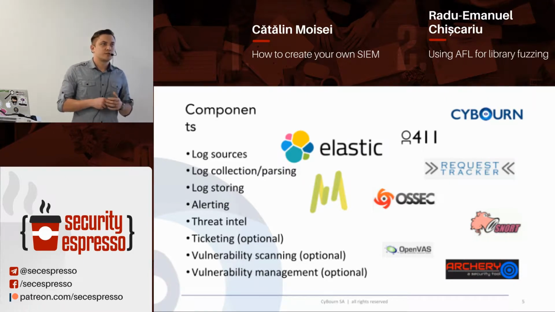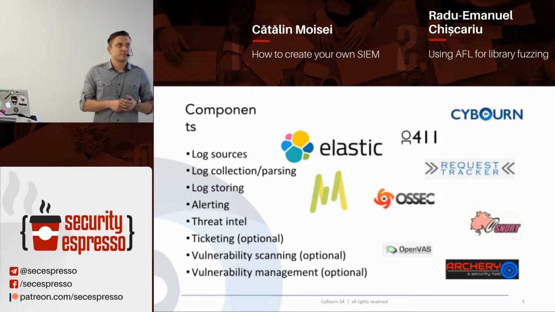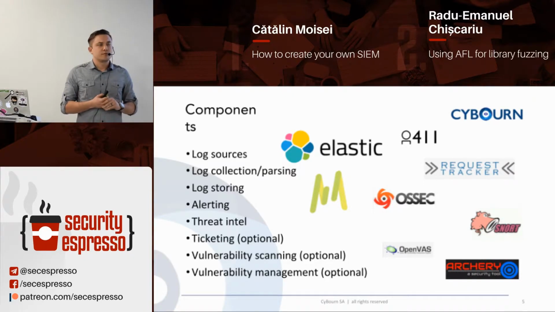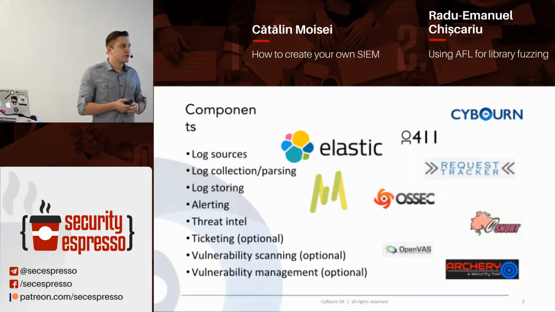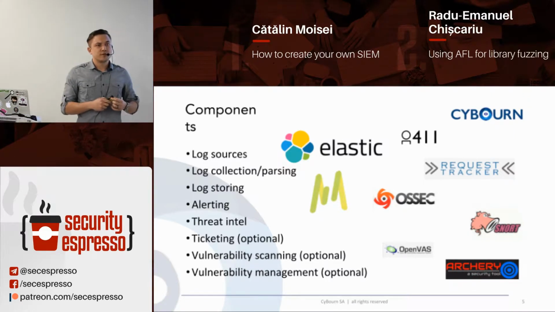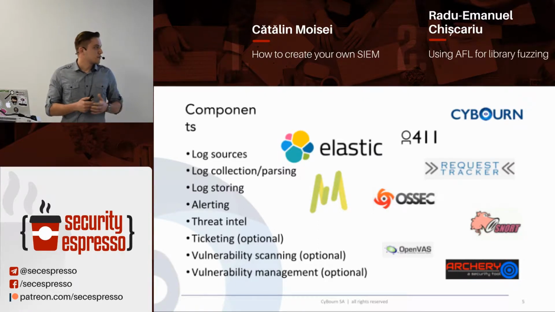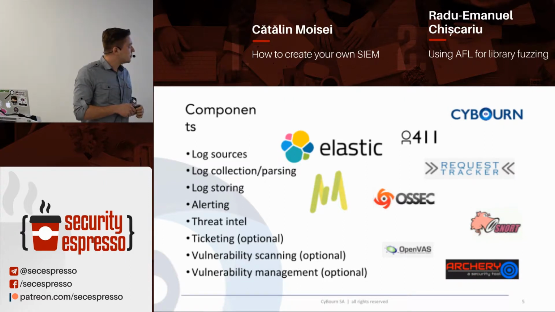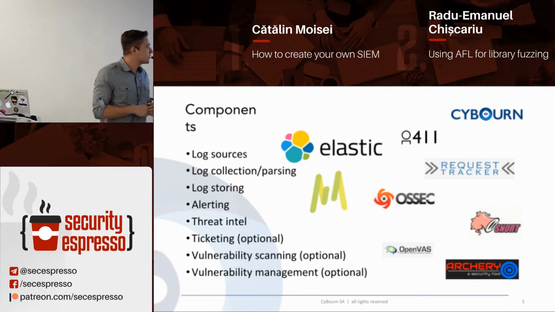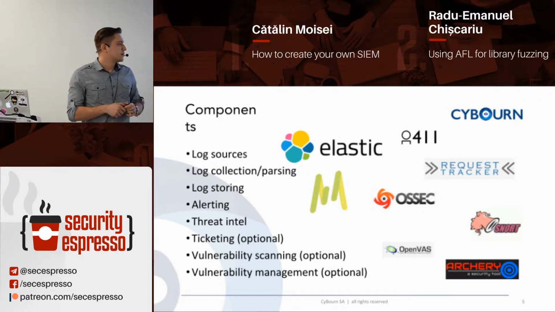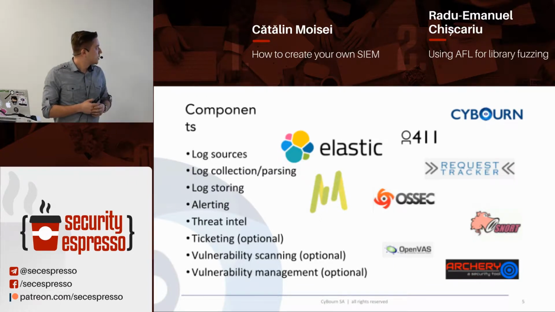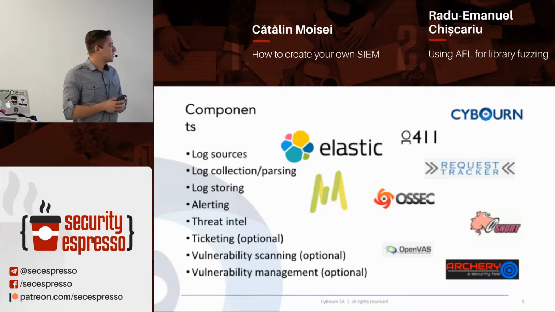Alerting is just a way of querying the database and finding things that are wrong. Threat intel, which means correlating what you have in the network with data feeds from internet with known vulnerabilities, known attacks, or other indicators of compromise. Ticketing, if you have a bigger team and want to work with, let's say, operations team or people on the field, vulnerability scanning, and vulnerability management.